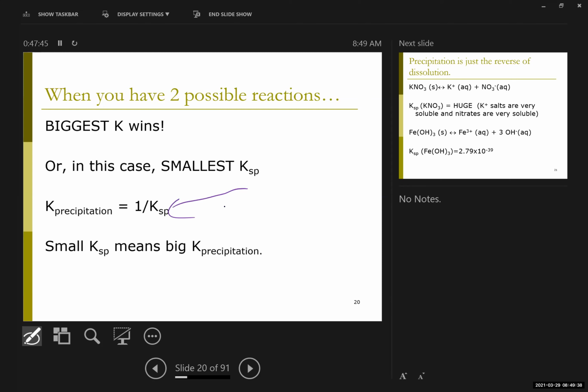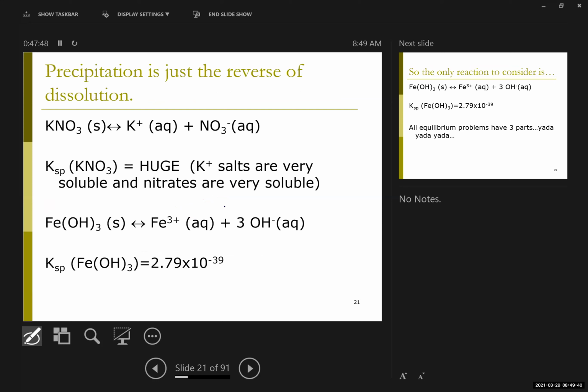If you look up potassium nitrate, I didn't actually put the number on the slide. I think if I recall correctly, the number is 714. As you might expect from our oversimplification in Chem 1 and or high school, potassium salts are soluble. Nitrate salts are soluble. Potassium nitrate is very soluble. And I believe 714 is the actual KSP. On the other hand, iron hydroxide, iron 3 hydroxide, the KSP is only 10 to the minus 39.